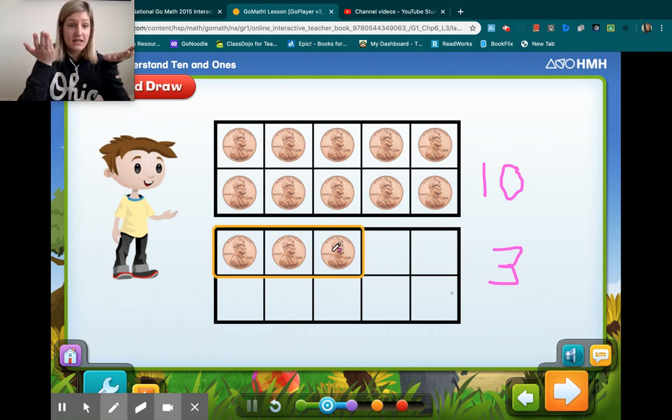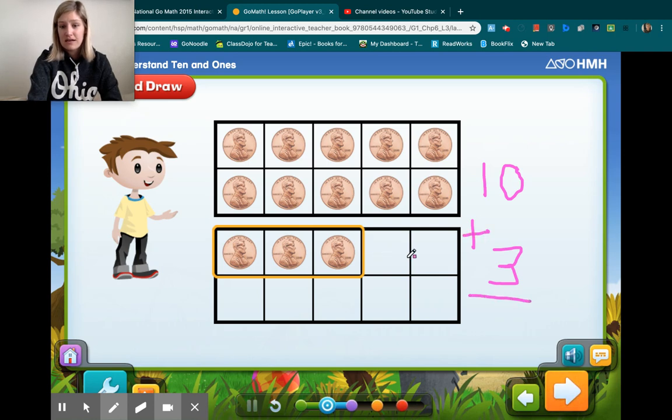Another way we could figure this out, making connections to our addition, is 10, and watch what would happen if Mrs. Maris added right here, plus 3. Does this look familiar, friends? And 10 plus 3 more will equal 13. So there are so many connections in math, but this is one way that we're thinking about one group of 10 and 3 more.